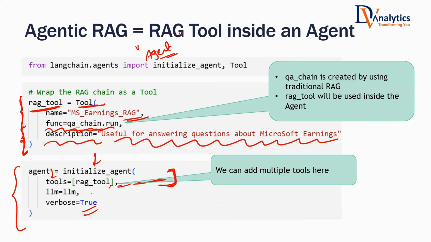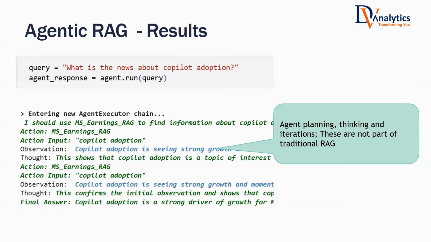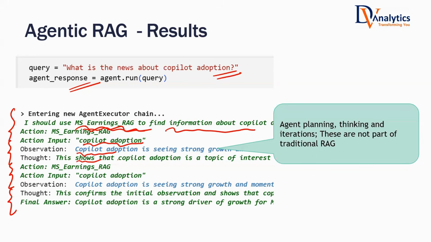And then if somebody asks the question, what is the news about Copilot adoption? The agent response, see, it will try to create the action plan based on what you have asked. So enter the new agent executor chain. I should use Microsoft earnings RAG to find the information about Copilot. So it has decided in its thinking that I have to use this RAG. Action input is Copilot adoption. Somehow it has made an observation. It has a thought. It will give you the output.